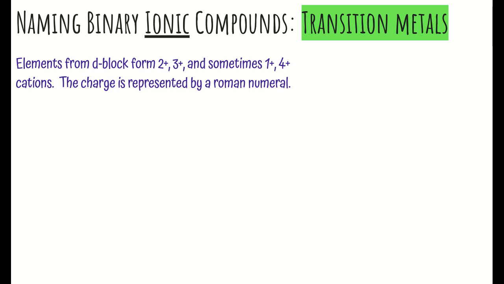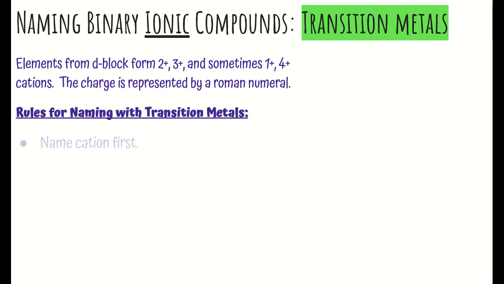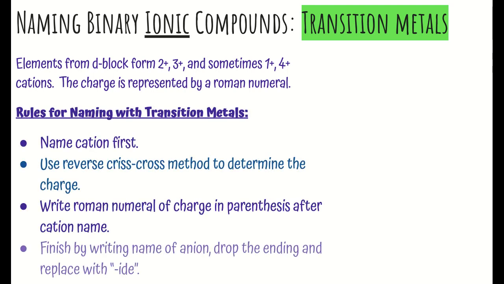They're always going to be cations, and the charge is going to be represented by a Roman numeral. So let's talk about that. You're going to have to do a little bit more work to figure out the transition metals, and you're going to figure out what their charge is going to be based off of the other atom that is involved, and I'll show you what I mean by that.